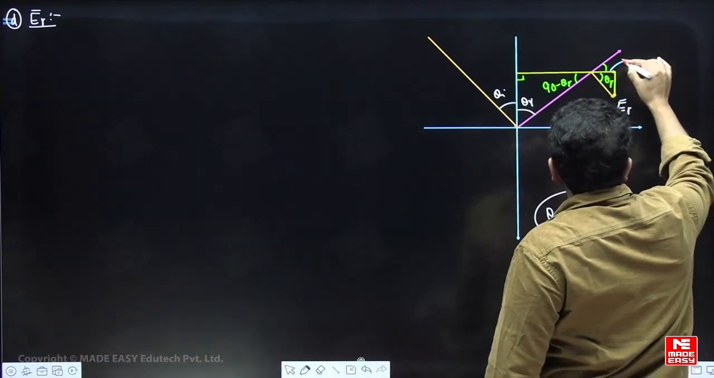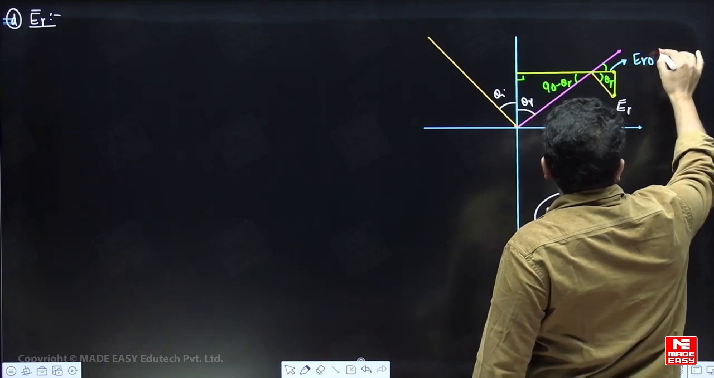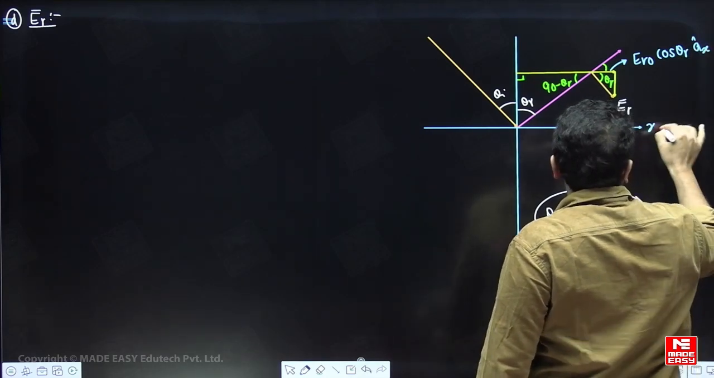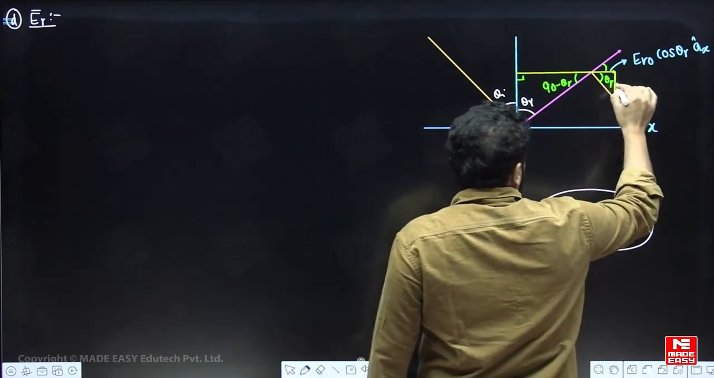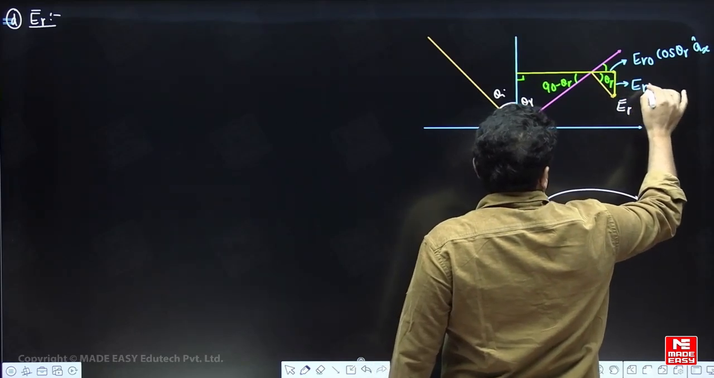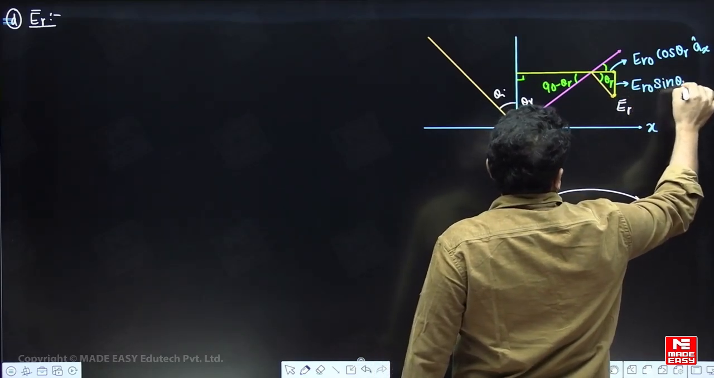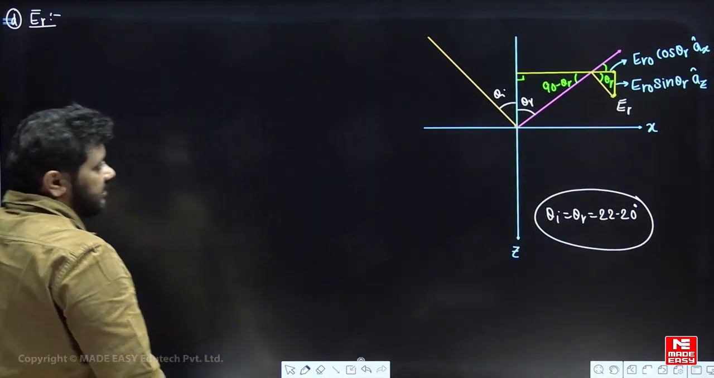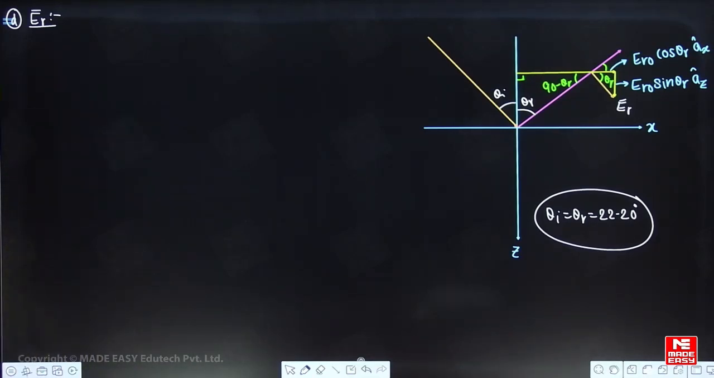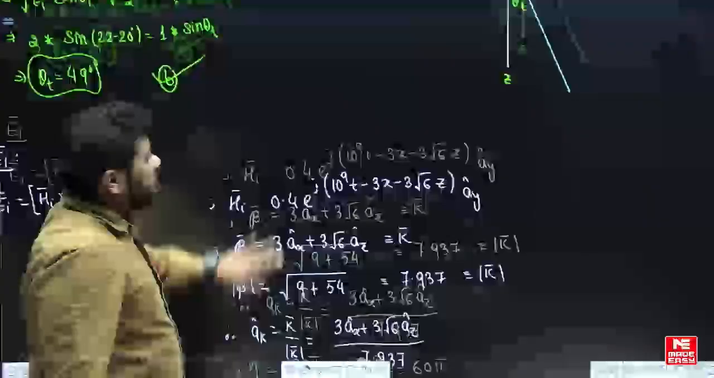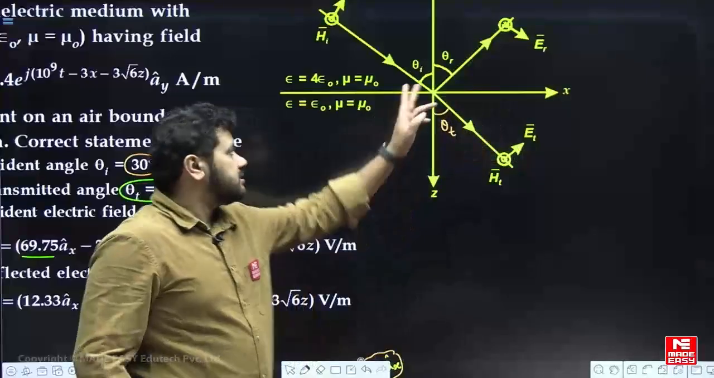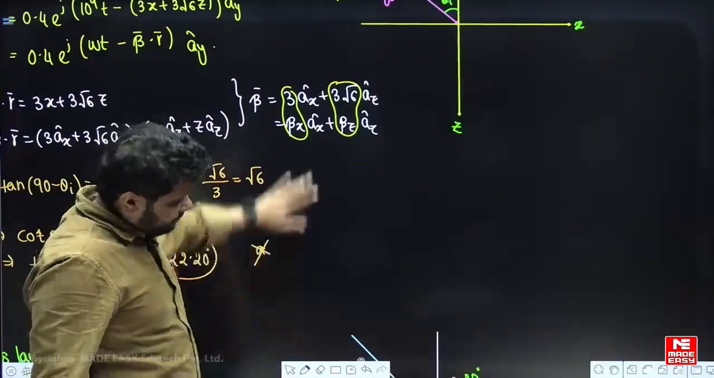So how much is this one? This is your Er0 cos theta r in the direction of ax, because this is the X and this is the Z. And how much is this one? This is your Er0 sine theta r in the direction of az, because both are positive. X and Z are given like this in the question. If you see the figure as given in the question, you can see carefully: this is your Z axis and this is the positive X axis, Er is there, right?